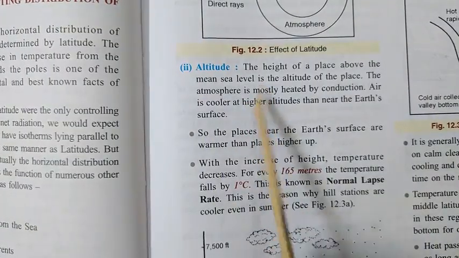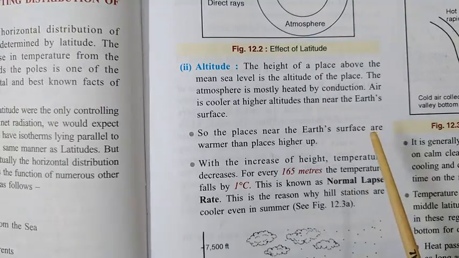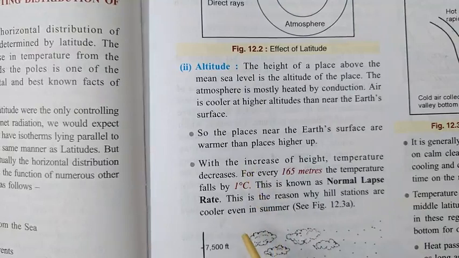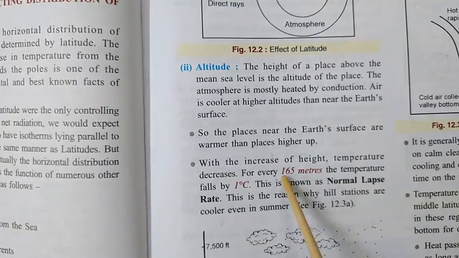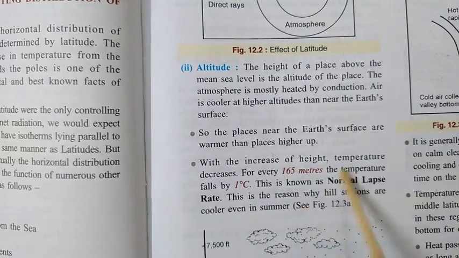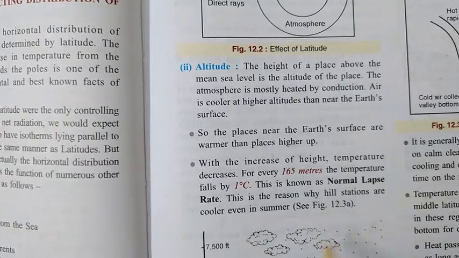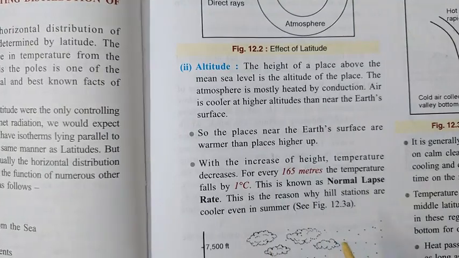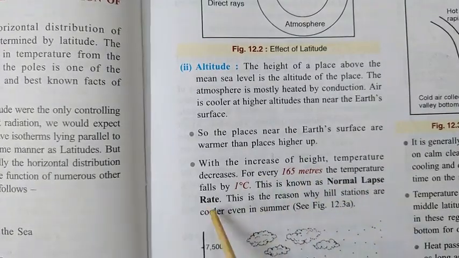Next is the altitude. Altitude means height. As you climb up the mountain, you will find the temperature keeps on decreasing. Usually, as we climb up with the altitude, the temperature decreases at the rate of 1 degree centigrade per 165 meters. It means at every 165 meters, the temperature falls by 1 degree centigrade. If you take it in a kilometer, after every 1 kilometer the temperature will fall by 6.4 degrees centigrade. So this rate is called the normal lapse rate.